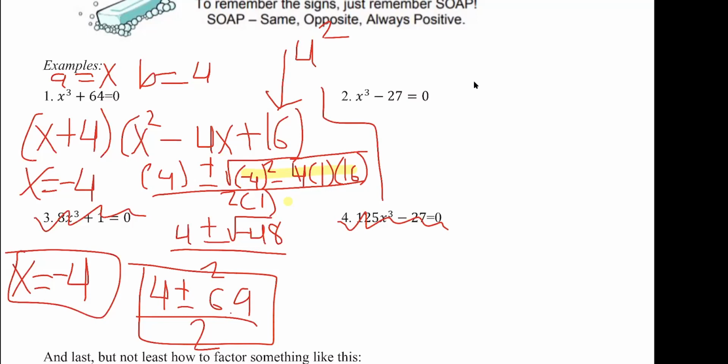I forgot the negative 4 in front. That should be a positive 4 because it was negative 4, if I'm understanding right. Yeah, technically it was negative 4, so I just put a positive 4 there.